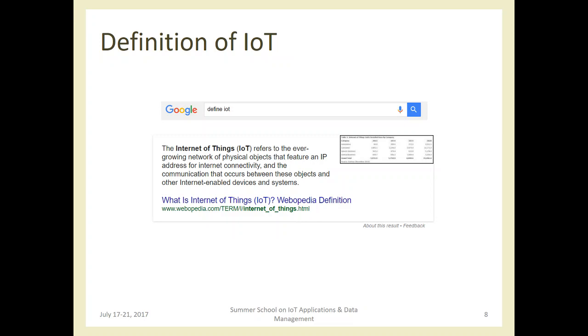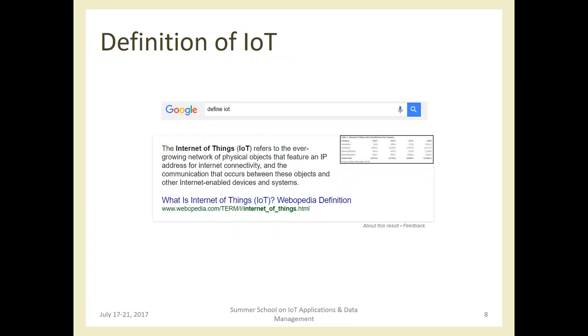the ever-growing network of physical objects that feature an IP address for internet connectivity and the communications that occurs between these objects and other internet-enabled devices and systems. There's a lot of meat here. The main subject is here a network. You see the grammar of the sentence refers to what? To a network. A network of what? Of objects. Physical objects, maybe a table, a door, or whatever. But these objects are enriched, have something more, because these objects are some way connected.